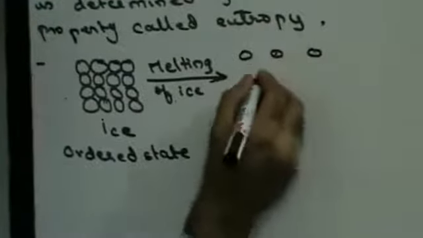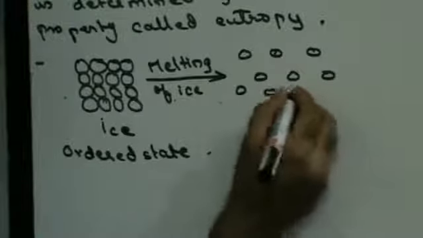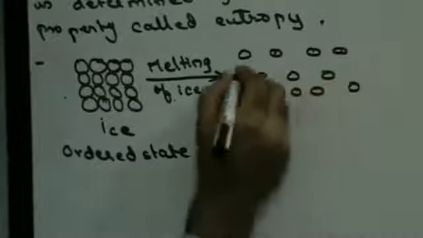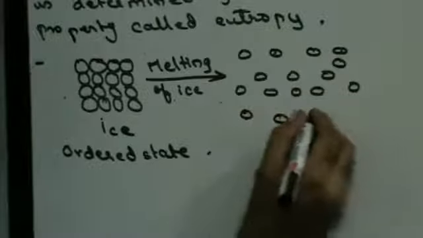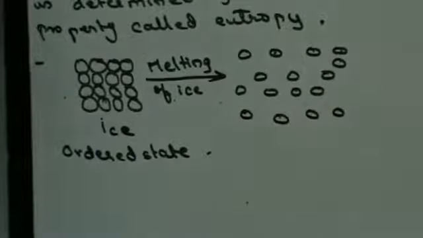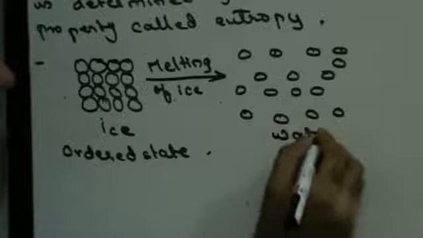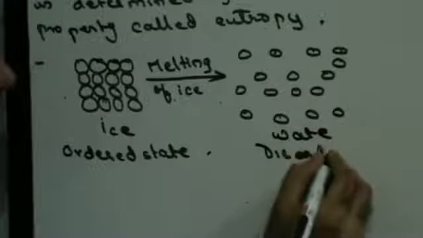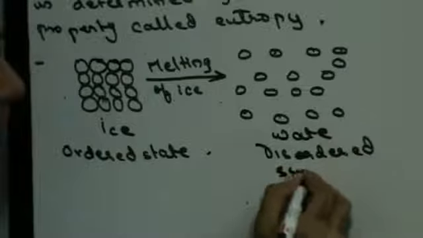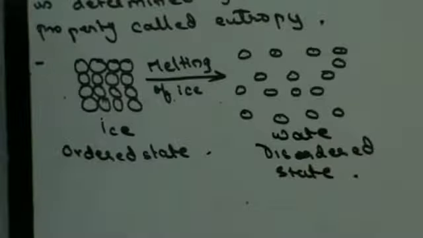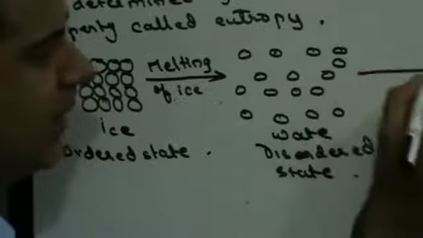If I consider melting of ice, I will get water, where the water molecules will be slightly far away from each other. Right? Here you have water, which is a disordered state. This was a definitive shape. This is not a definitive shape, right? This is water, which is a disordered state, right?